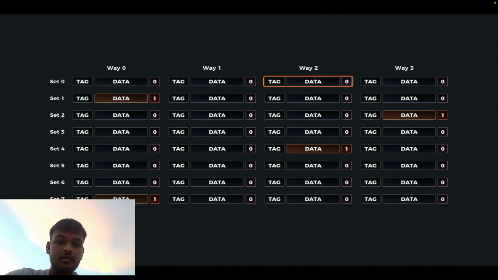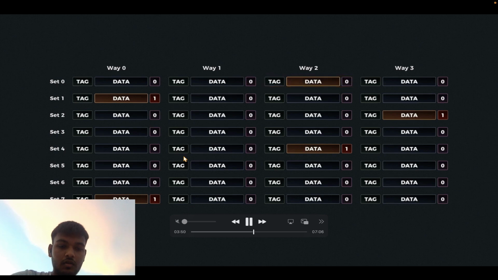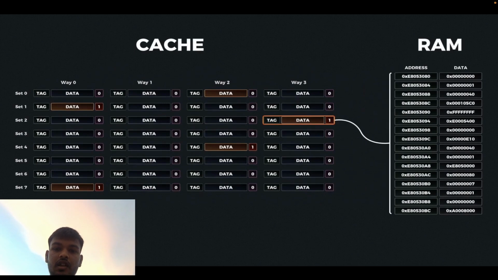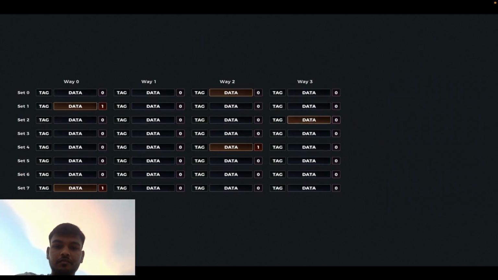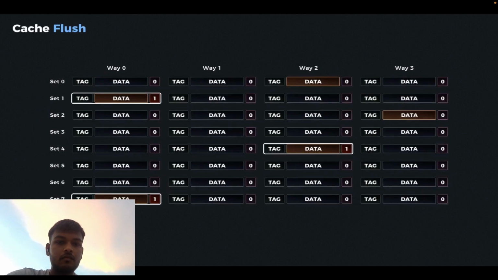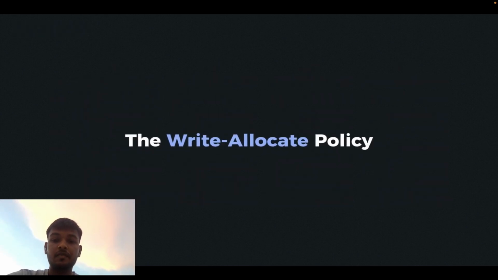Okay, so as you can see in the animation, cache memory is in what is called a write-through state. What I told you is already showing in the animation, so you can continue from this.